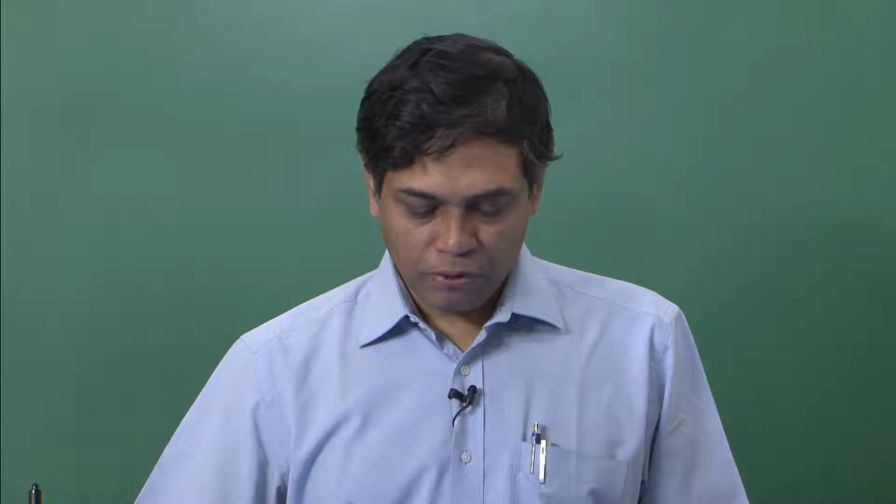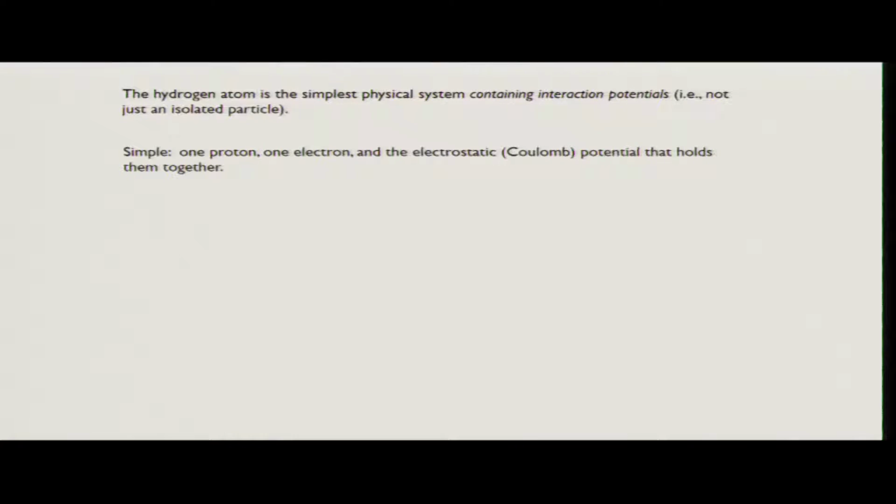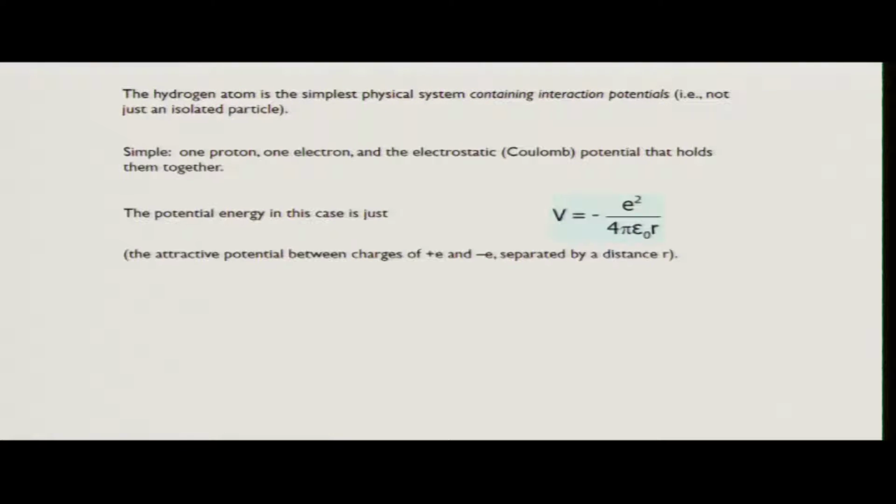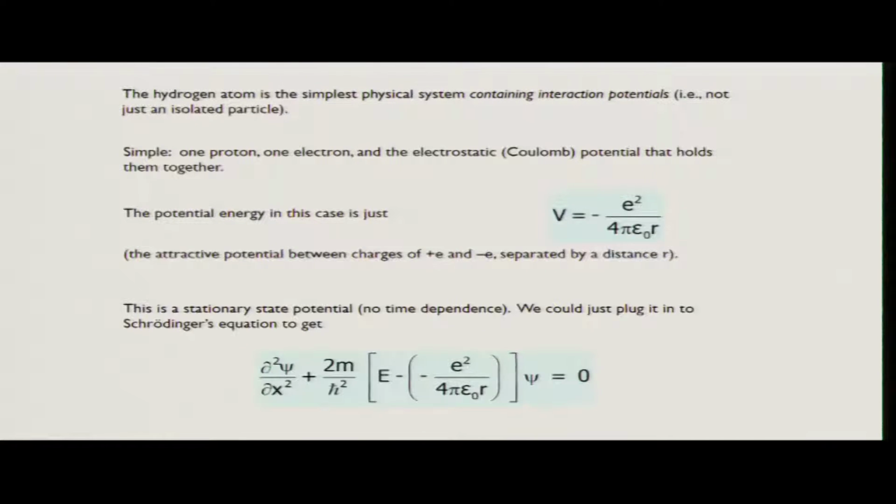It is a simple one proton, one electron system, and the electrostatic Coulomb potential holds them together. It is a simple enough problem. The potential energy in this case is just e squared over 4 pi epsilon naught r, the attractive potential between the charges of the proton and the electron separated by a distance r. So, it is all Coulombic, and this is a stationary state potential with no time dependence. We could just plug it into the Schrodinger equation, the time dependent equation, to get the form as it has been shown here.